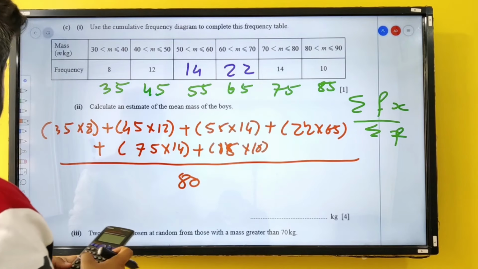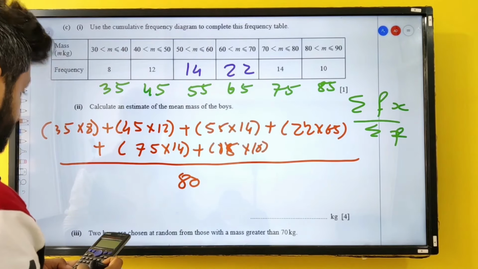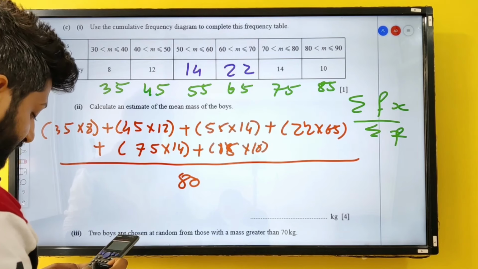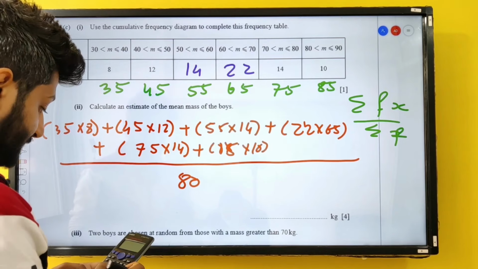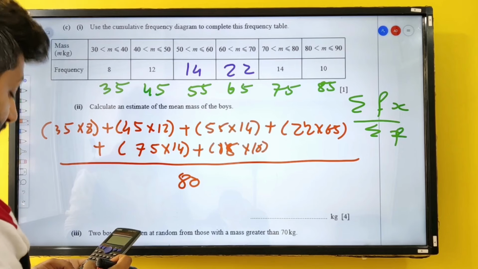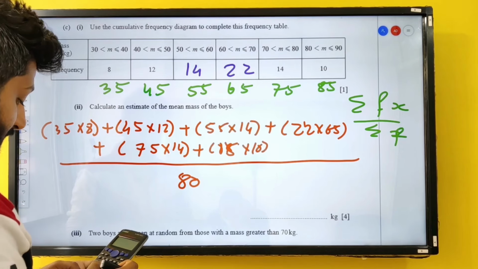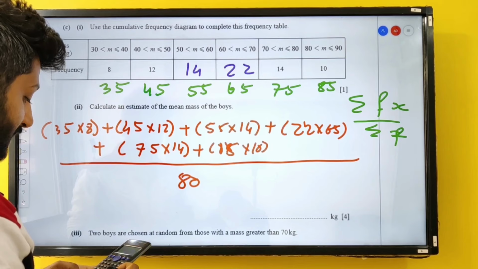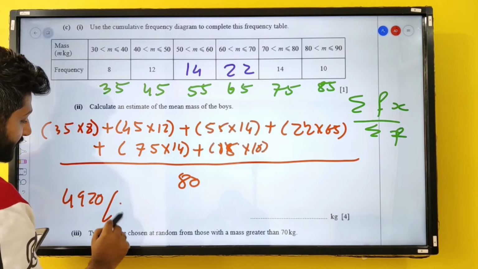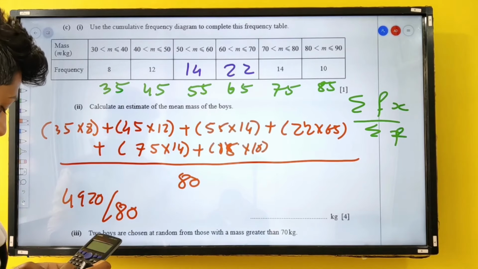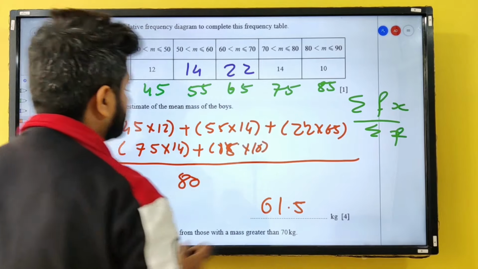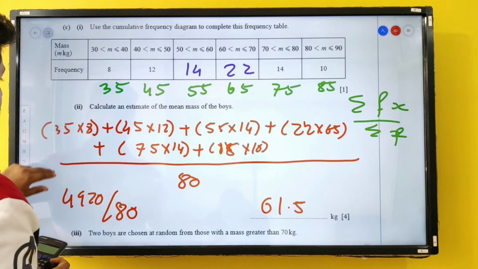Let me just solve this, guys. 35 times 8 plus 45 times 12 plus 55 times 14 plus 22 times 65 plus 75 times 14 plus 85 times 10, which is 4920, and divided by 80. That's 61.5 kg. Right? Next question.